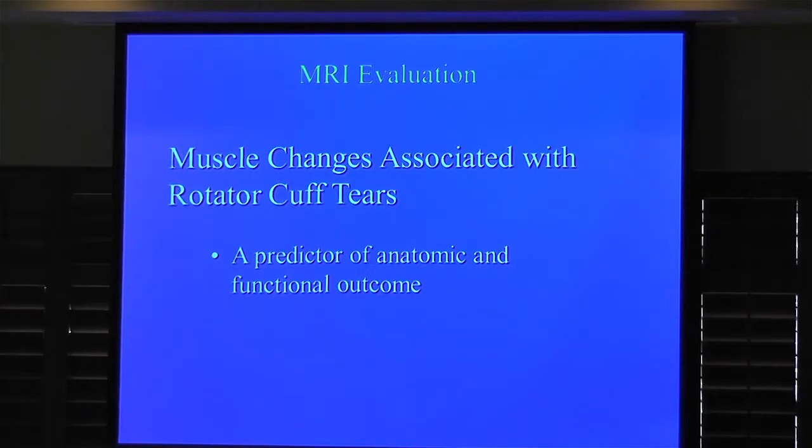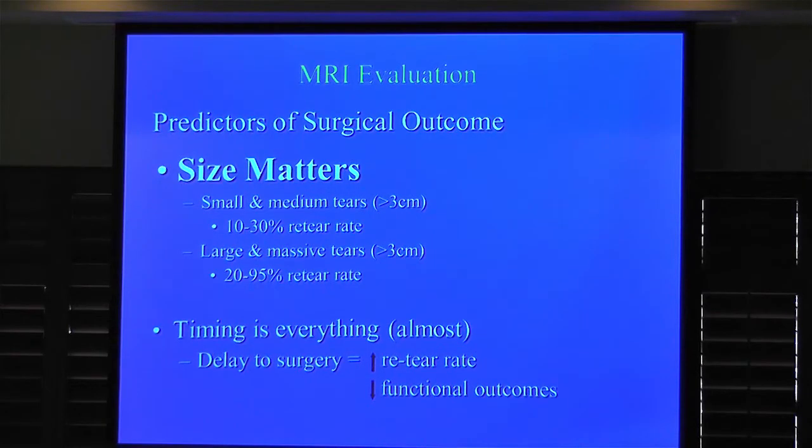So when you get the MRIs, the point of this is to help in our decision making and predictability of whether or not surgery will benefit the patient. So we're going to look at the muscle changes associated with rotator cuff tears as a predictor of anatomic and functional outcomes. We know that size matters in rotator cuff tears. The smaller rotator cuff tears, the better and more predictable the outcomes are. The large, massive rotator cuff tears have a large failure rate, all the way up to 95%.